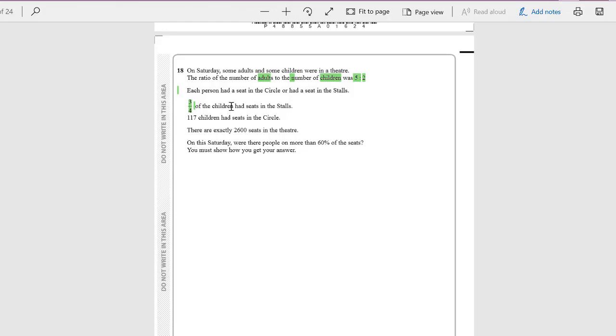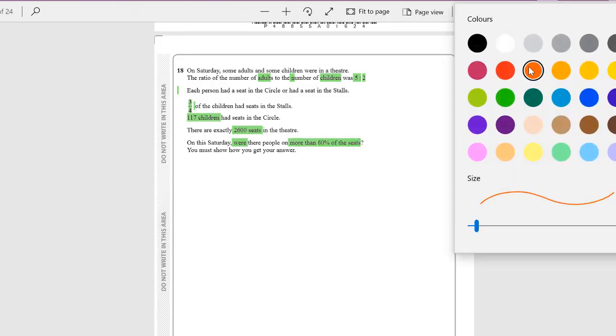3/4 of the children had a seat in the stalls, and then 117 children had a seat in the circle, and there's exactly 2,600 seats in the theatre. So on this Saturday, were there people on more than 70% of the seats? So I guess that's the exam question, if you like. So were there more than 60% of the seats? Alright, so let's figure that out.